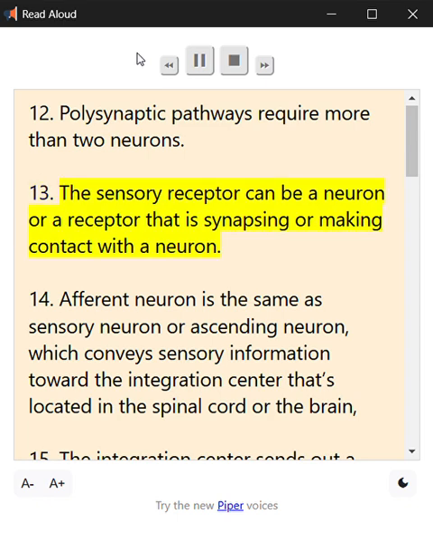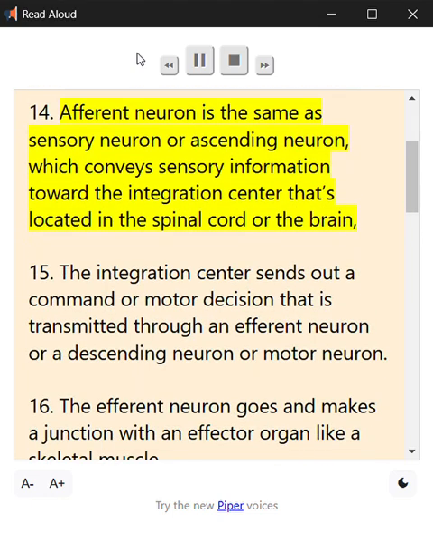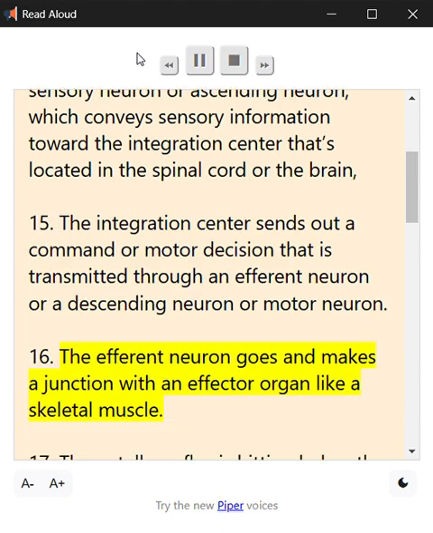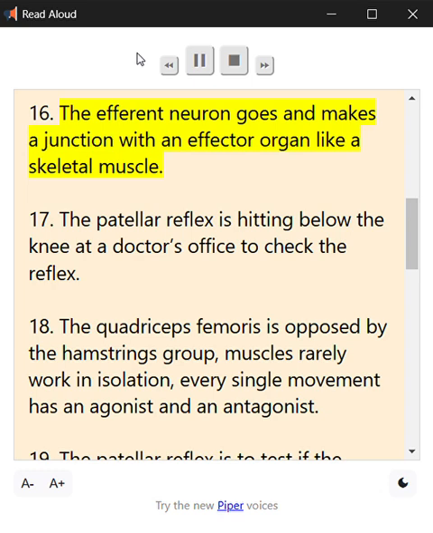13. The sensory receptor can be a neuron or a receptor that is synapsing or making contact with a neuron. 14. Afferent neuron is the same as sensory neuron or ascending neuron, which conveys sensory information toward the integration center that's located in the spinal cord or the brain. 15. The integration center sends out a command or motor decision that is transmitted through an efferent neuron, or a descending neuron, or motor neuron. 16. The efferent neuron goes and makes a junction with an effector organ like a skeletal muscle.